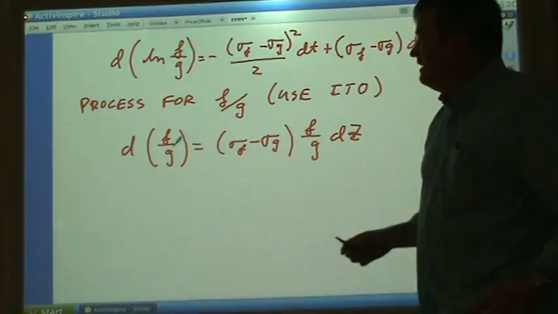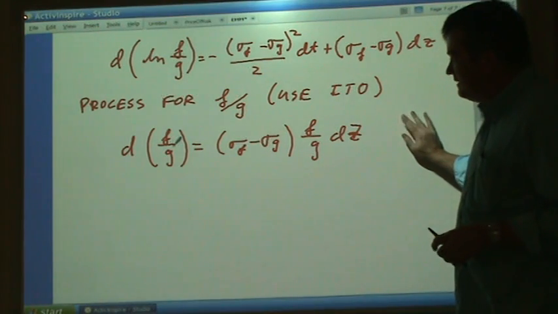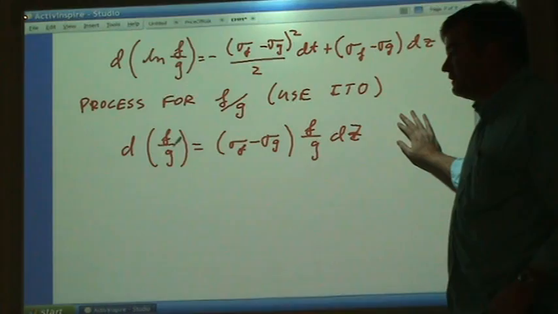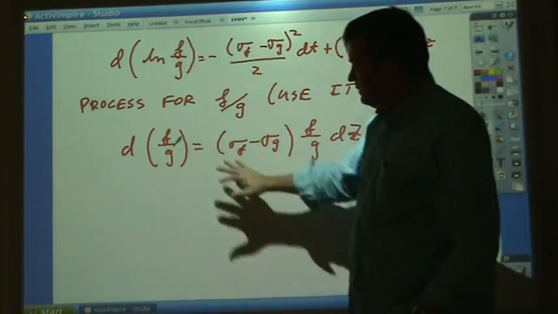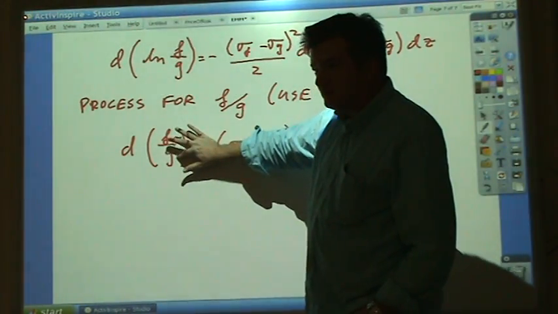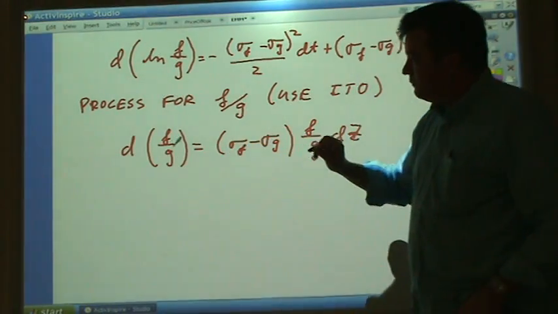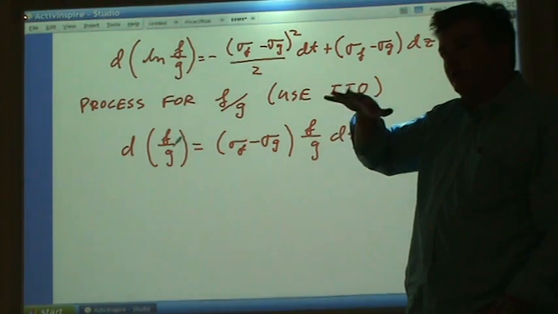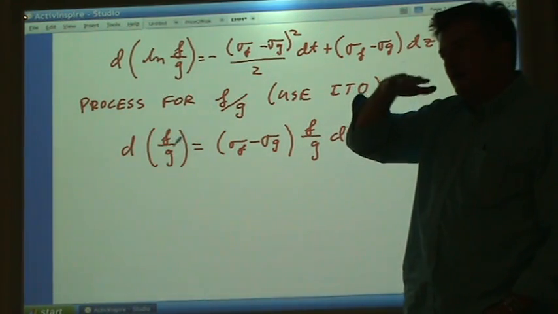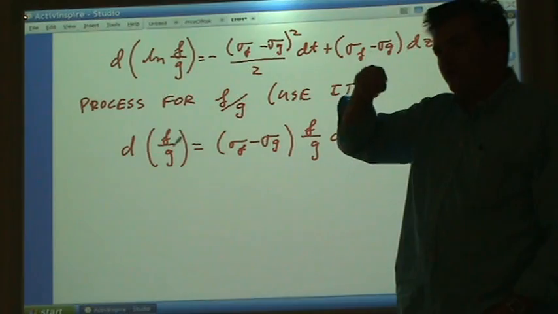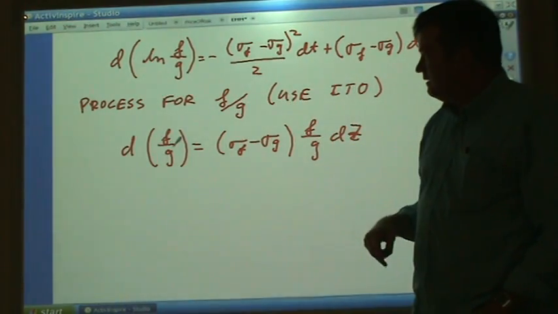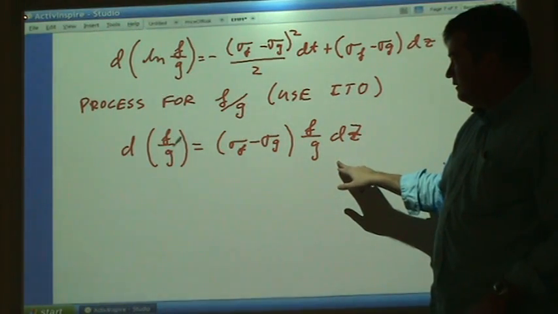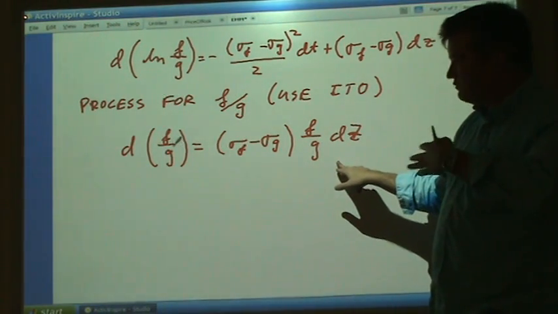So you start to lose some of the intuition with these if you don't stick to a concrete example. But let's say, for example, f was IBM stock and g was Microsoft stock. So if IBM is selling for 100 and Microsoft is selling for 50, the ratio currently equals 2. If we let that IBM divided by Microsoft run as a process, this would describe that process.